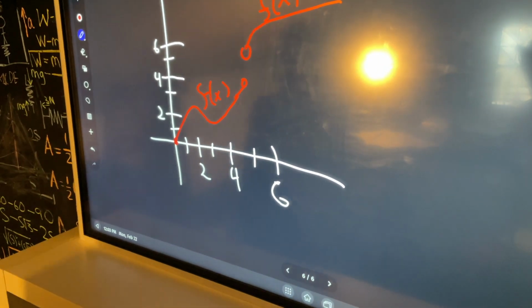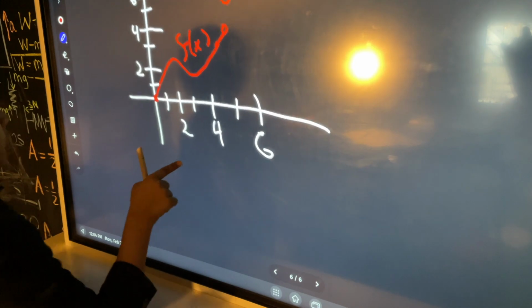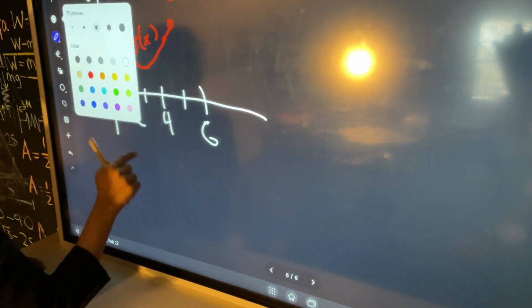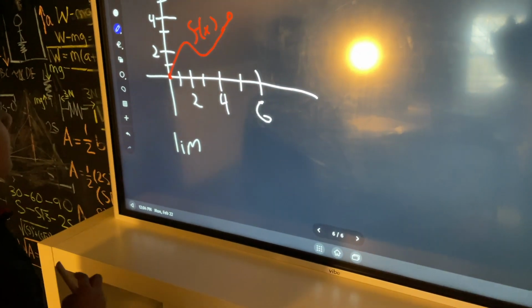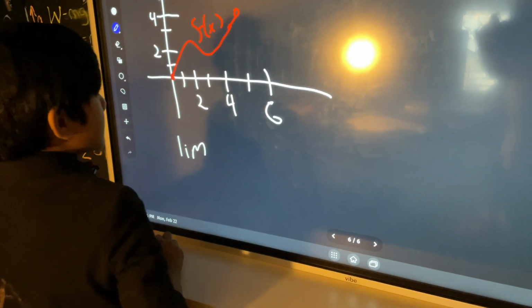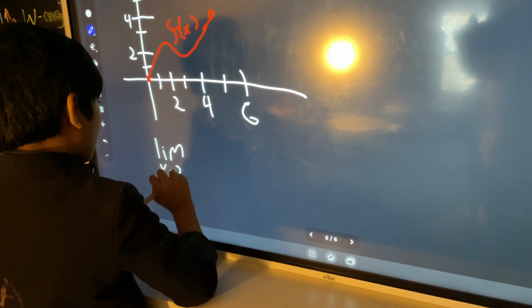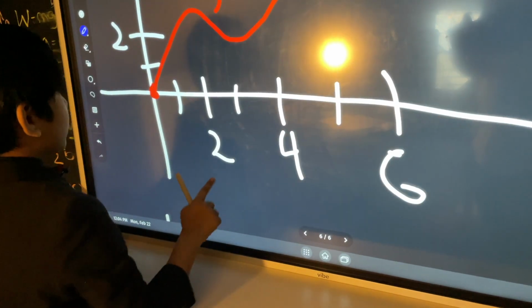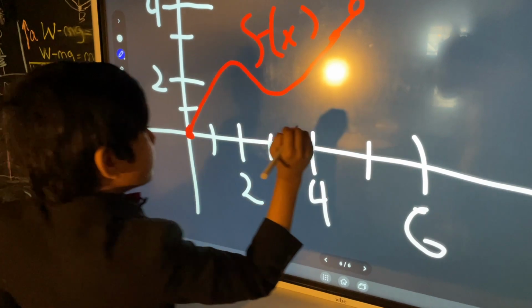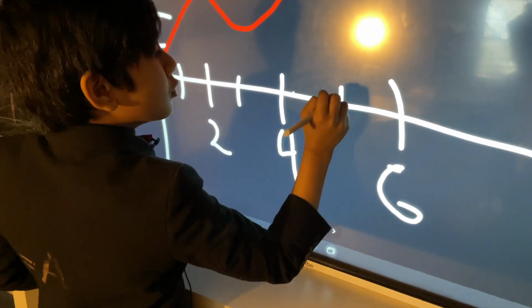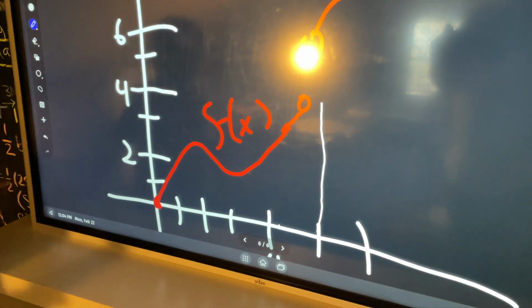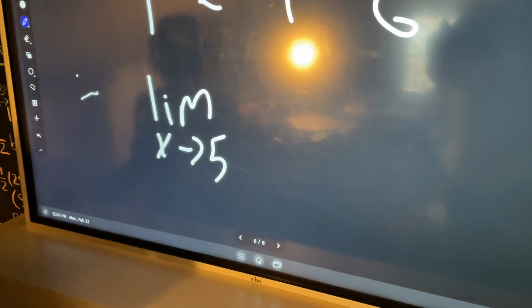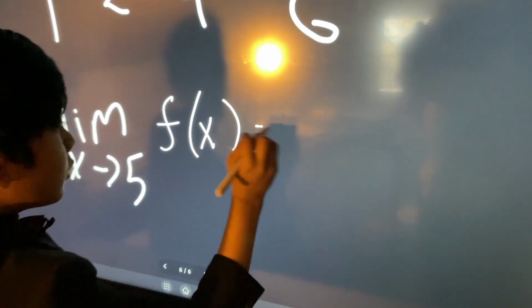And now, what we're going to do is there are 2 more symbols. So, limit, let's say as x approaches 5. Well, let's look at one part first. When we go from the left, it's going to go boom, boom, boom, boom, boom. Sorry, that's not exact, but it's close enough. And that's about at 4. So, as x approaches 5, y is equal to 4.